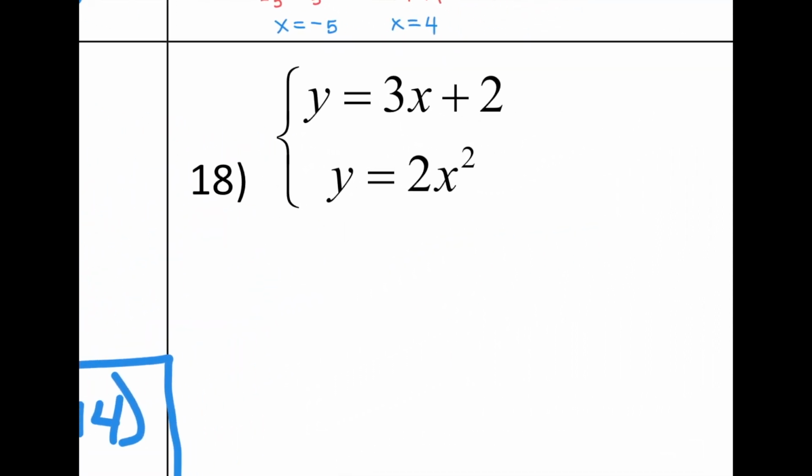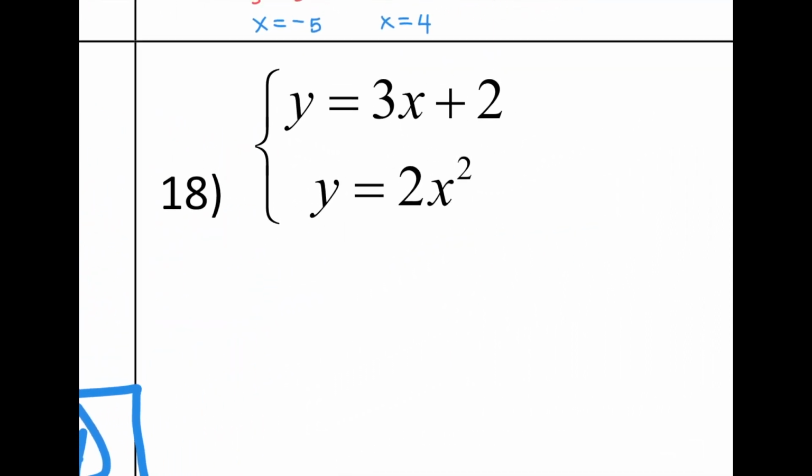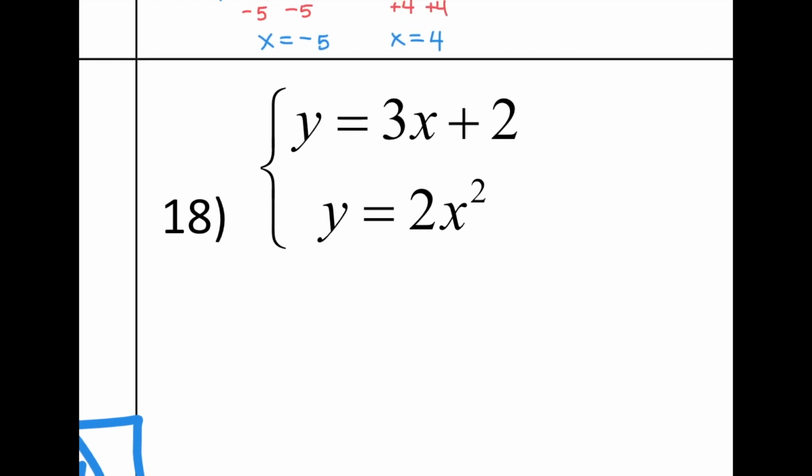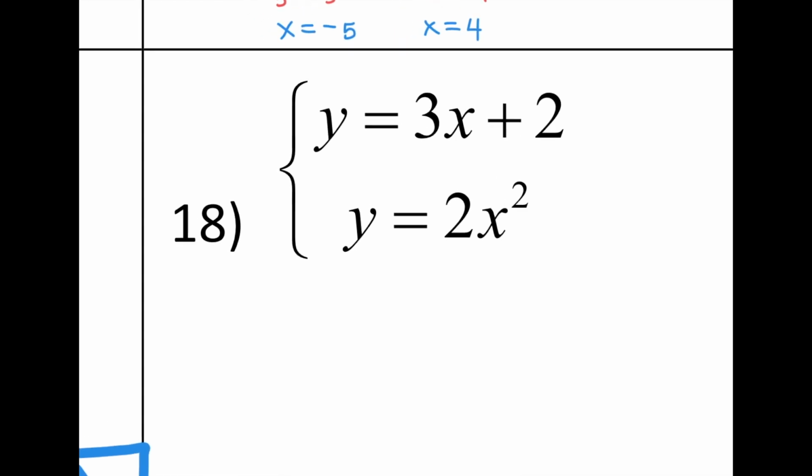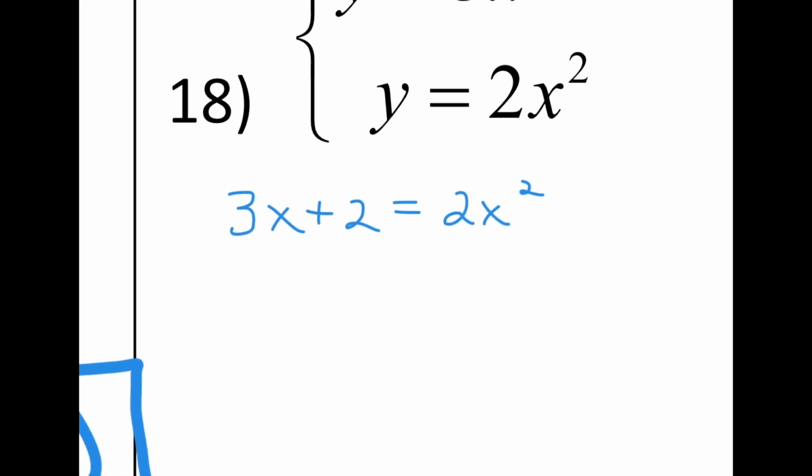Finally, this last problem, again, you don't need to set anything equal to y. It's already in that form. And you want to take the two equations and set them equal to each other. So 3x plus 2 equals 2x squared. This may feel a little counterintuitive to you, but remember that I like to keep the coefficient on the x squared positive, or your a value positive.